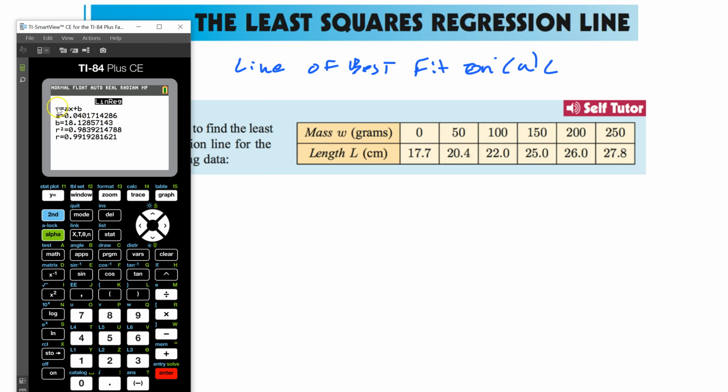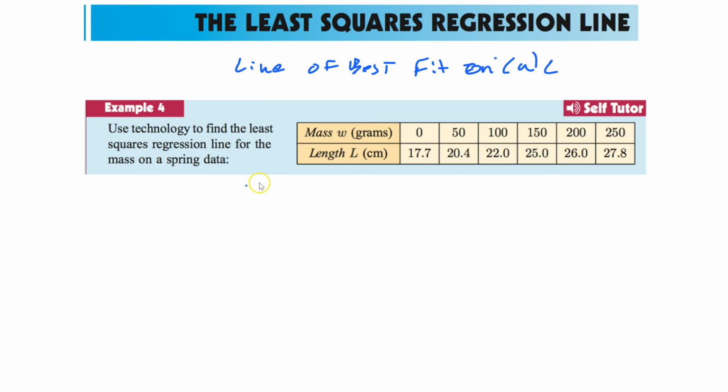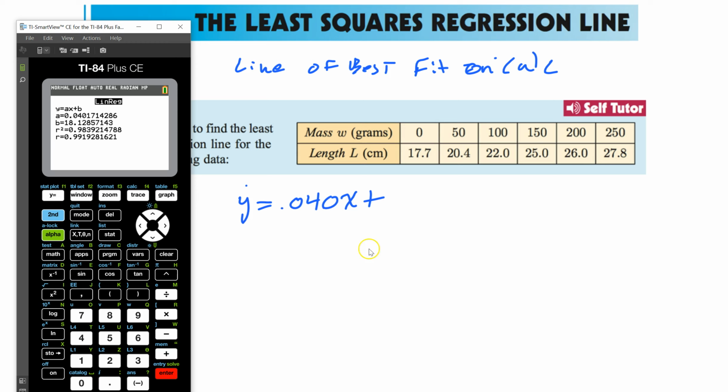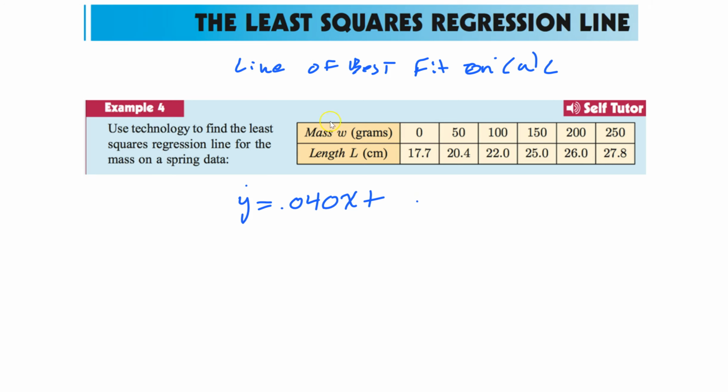And that's our equation. So see, y equals ax plus b, and they give you what the a is, use 3 sig figs, and they give you what the b is, and they even give you the r. This one's a very strong correlation, 0.99. It's almost perfect. So our thing's going to be y equals 0.040x plus b, which was, I forgot, 18.1.